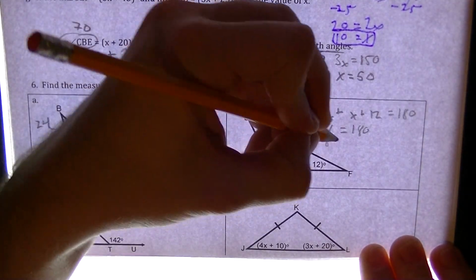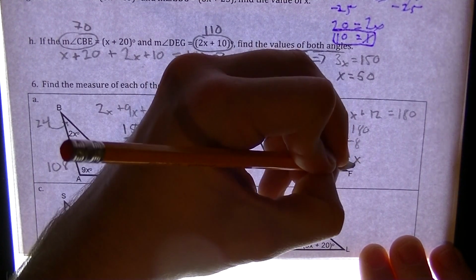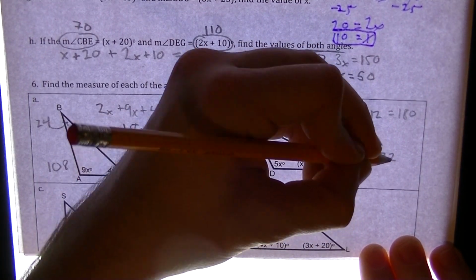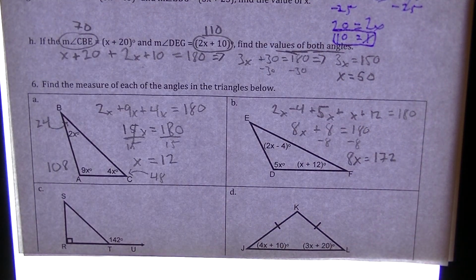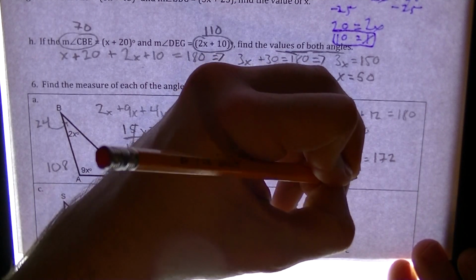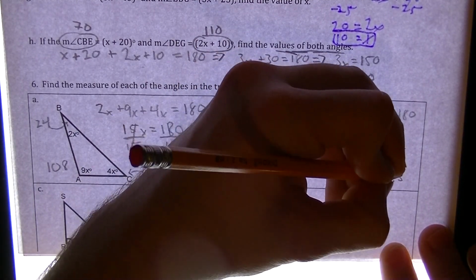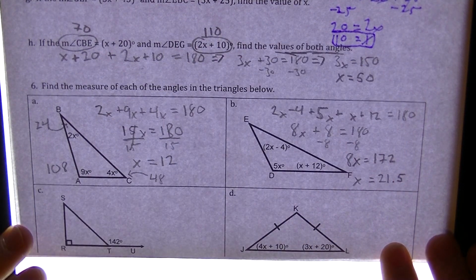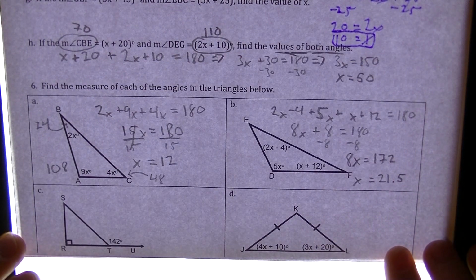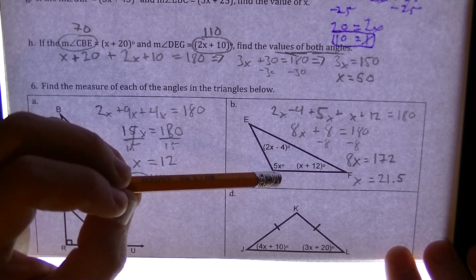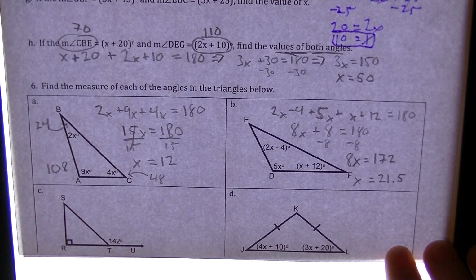I have to subtract 8 from both sides, and I get that 8x is equal to 172. Divide both sides by 8, and 172 divided by 8 is leaving me with x is equal to 21.5. I will leave it to you to put that in there, but we should be getting that all three of these angles add up to be 180 degrees.